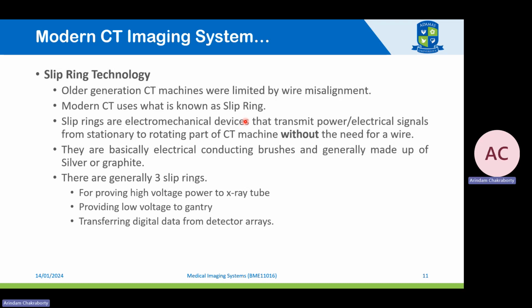So what does slip ring technology perform? It basically eliminates the necessity of wire. How? By transmitting power or electrical signals from the stationary part of the gantry to the rotating part, thereby reducing the wire related problems, wire related misalignments. And they are basically electrically conducting brushes made up of either silver or graphite.